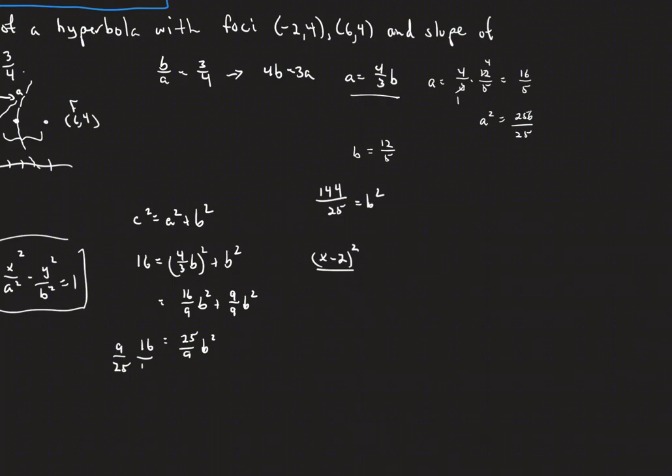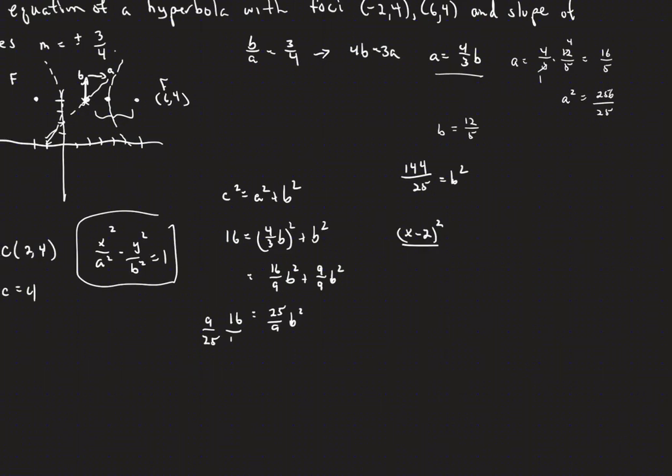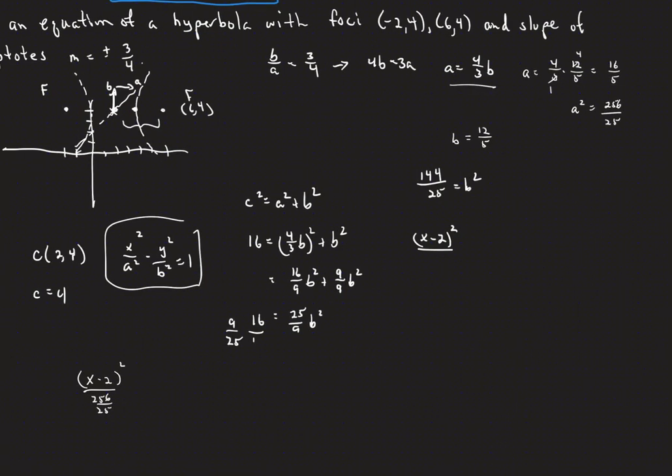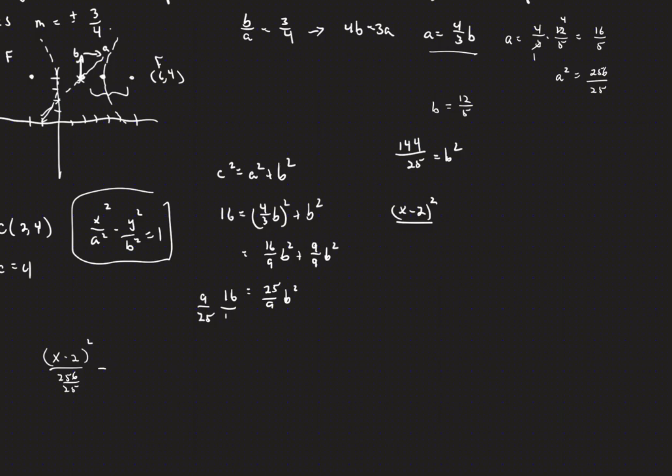So our equation is going to be x minus 2 squared over a squared, which is 256 over 25, minus the y minus 4 squared all over b squared, which is 144 over 25 equals 1, or we could write that as 25 times x minus 2 squared over 256 minus the 25 times y minus 4 squared all over 144 equals 1.